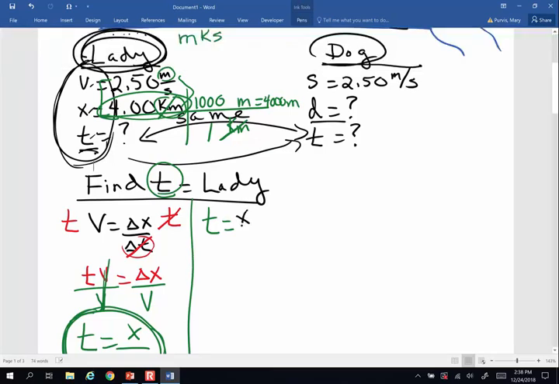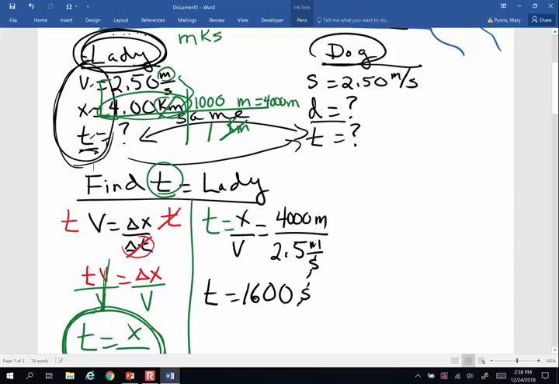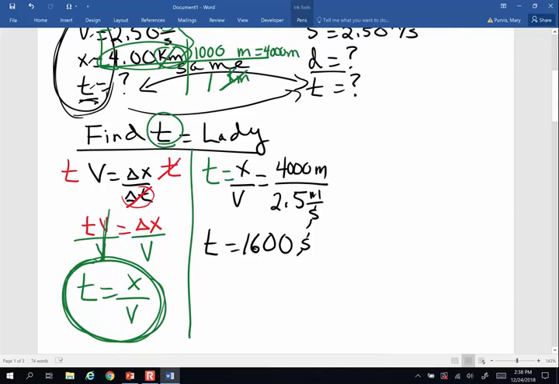So displacement over velocity, this is going to be 4,000 meters divided by my velocity, 2.5 meters per second. And when I do that, time is going to end up being 1,600 seconds. Now, before we continue the problem, let's take a look and see where the heck did seconds come from out of this mess right here.